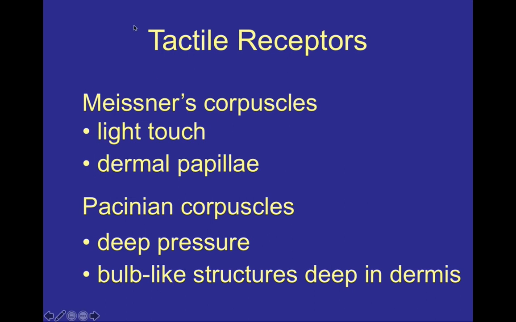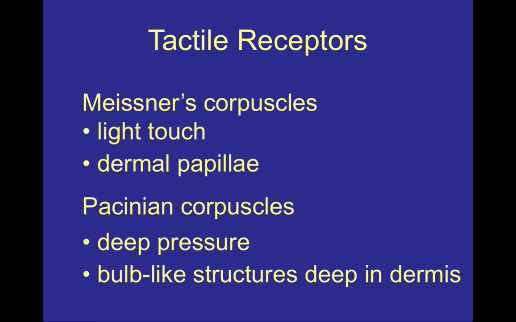Tactile means touch, so therefore these receptors are going to sense mechanical stimuli around the skin of the body. Meissner's corpuscles and Pacinian corpuscles are both examples of tactile receptors. However, they sense different types of touch, as we can see on this slide. Meissner's corpuscles specifically will sense light touch, and they're found just nestled under the dermal papillae, while Pacinian corpuscles will sense deep pressure. This was the example that I gave earlier.